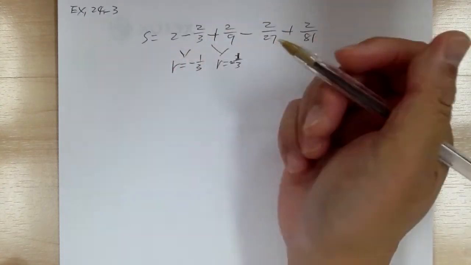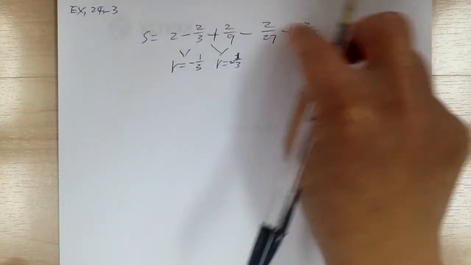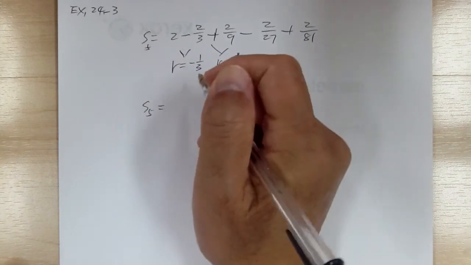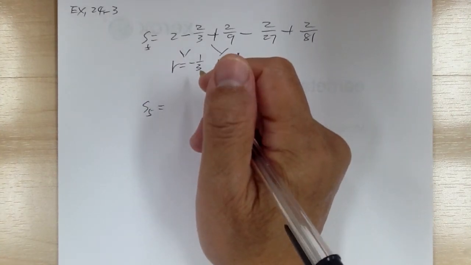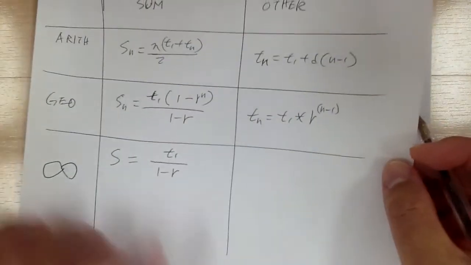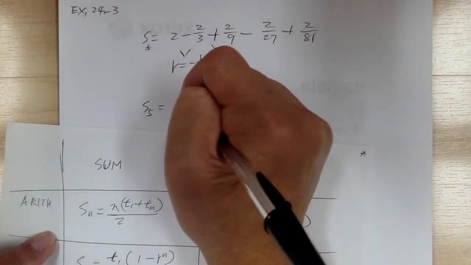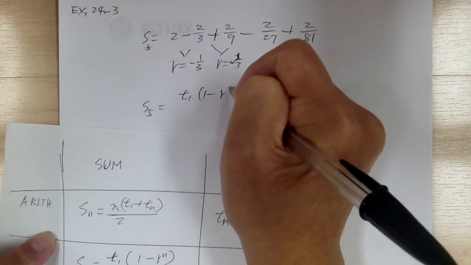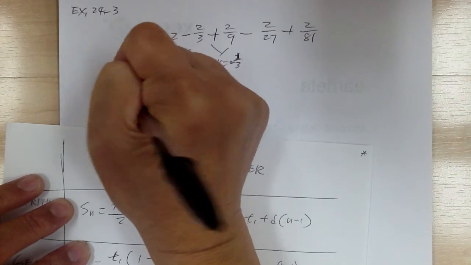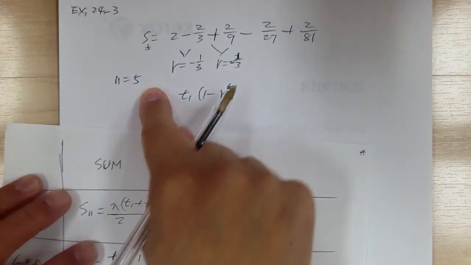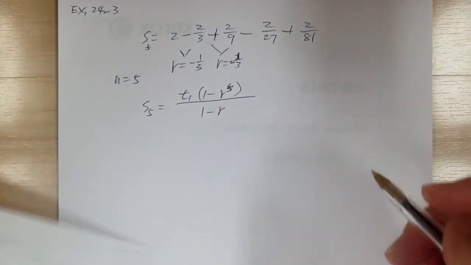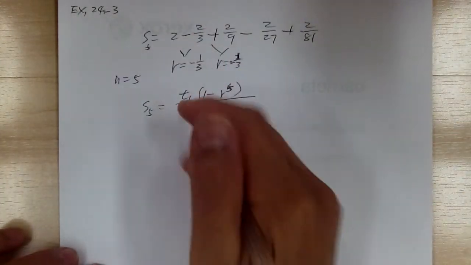After that, 1, 2, 3, 4, 5, so S5. S5 will equal, again, use your formula. First you write down your formula. For geometric, here's your formula right over here. It will be T1 times 1 minus R to the n, which is 5. So 1, 2, 3, 4, 5, n equal to 5, there are 5 terms, over 1 minus R. Let's substitute all the stuff in here.